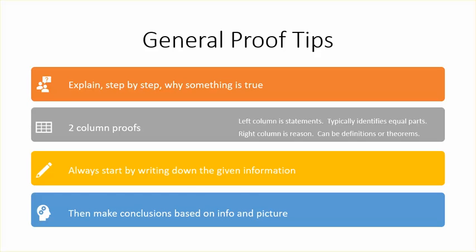When we start a proof, we're always told some information that's true. Those are called our givens. And we always start by writing those down so other people know where we started. And then we'll work to make conclusions based on the information in the given and the picture. We'll go step by step until eventually we get to what they're asking us to prove.